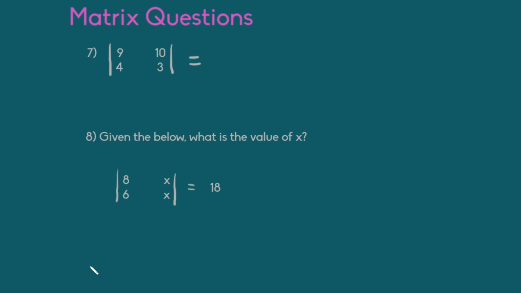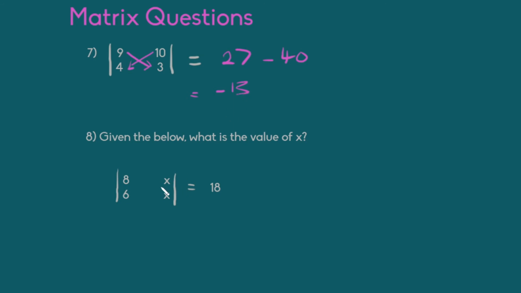Okay, great. So question 7, this is just a simple question. We need to work out the determinant. We go from top left to bottom right. We do 9 times 3, which gives us 27. And then we go top right to bottom left, so we subtract 10 times 4, which is 40. So 27 minus 40 is minus 13.